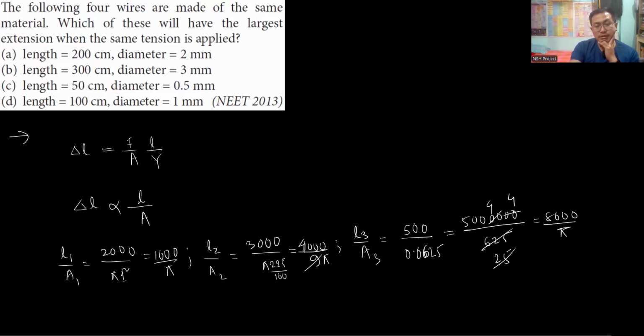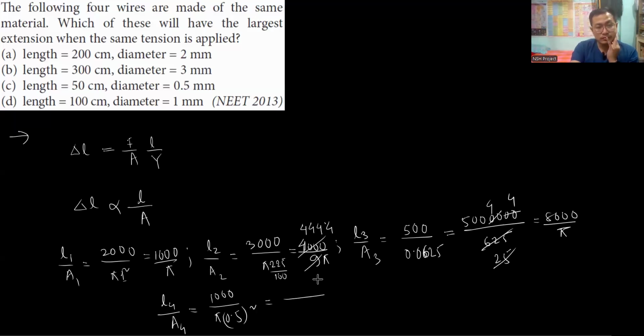Then 9 of 436, 49 436, something like that. So the last one, L4 by A4, with pi r square. L4 is 1000, and the area is 1 mm.